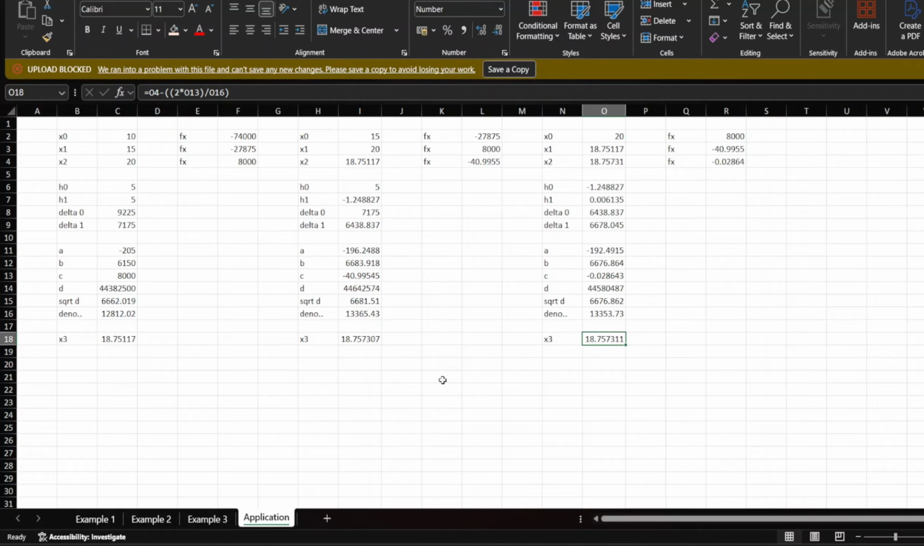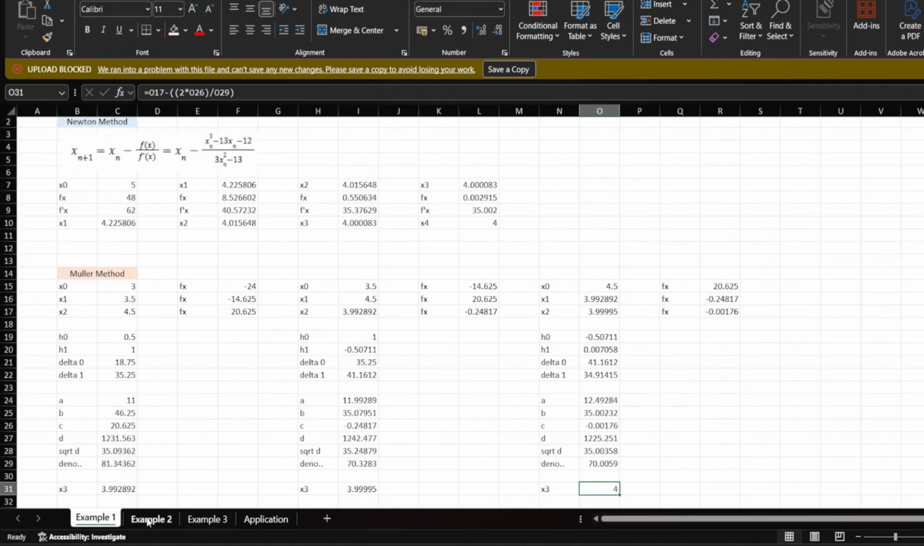The real world application is quite complex, because our function will be x cubed minus 25 x squared plus 15,000 x minus 200,000. And the unit here is m. So this is the example of 1, 2, 3, 4.